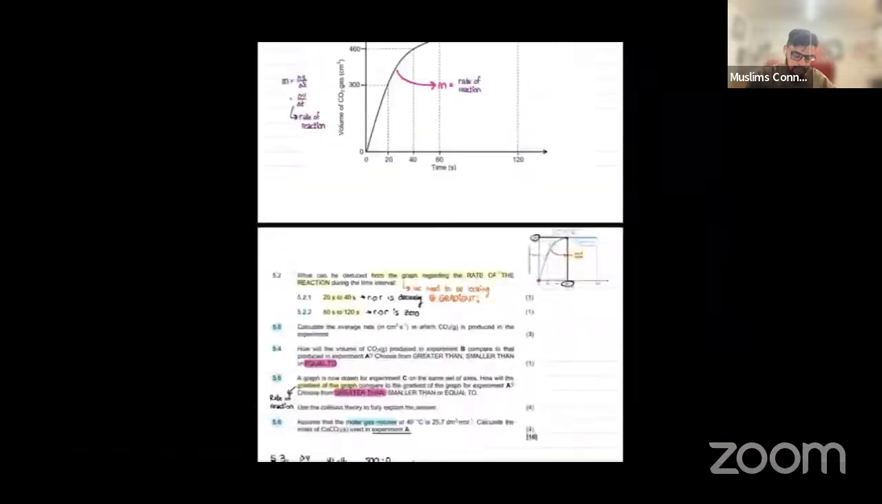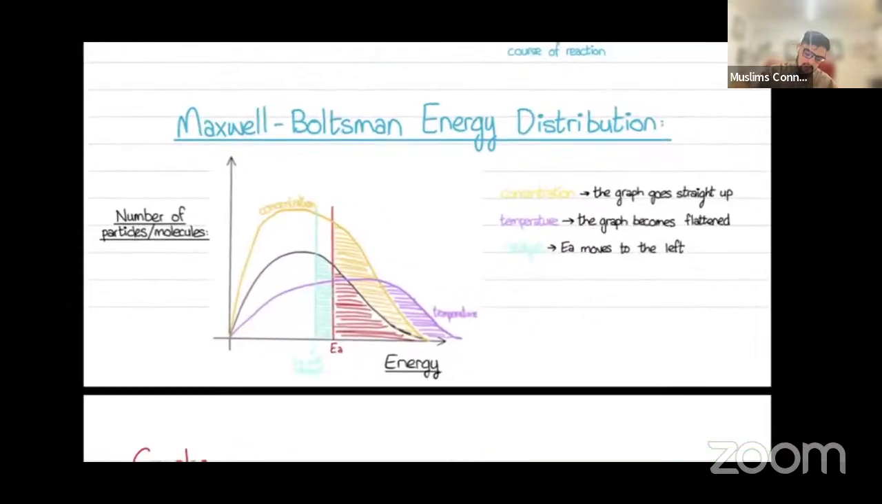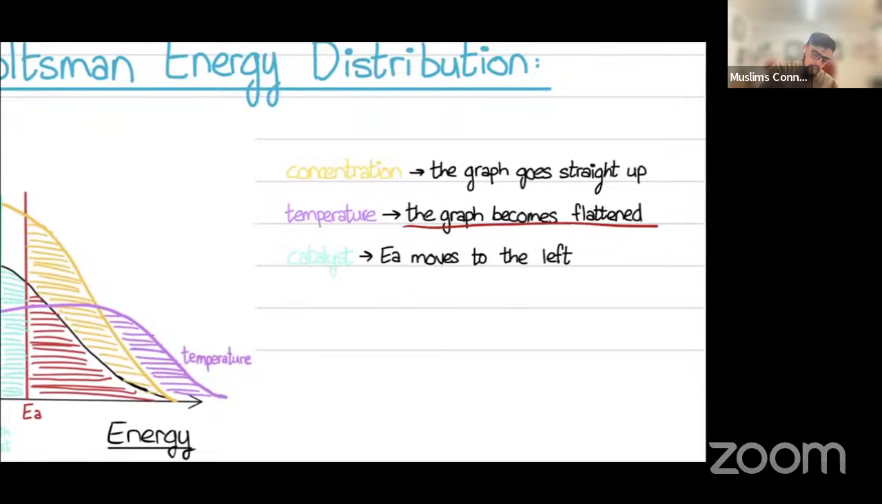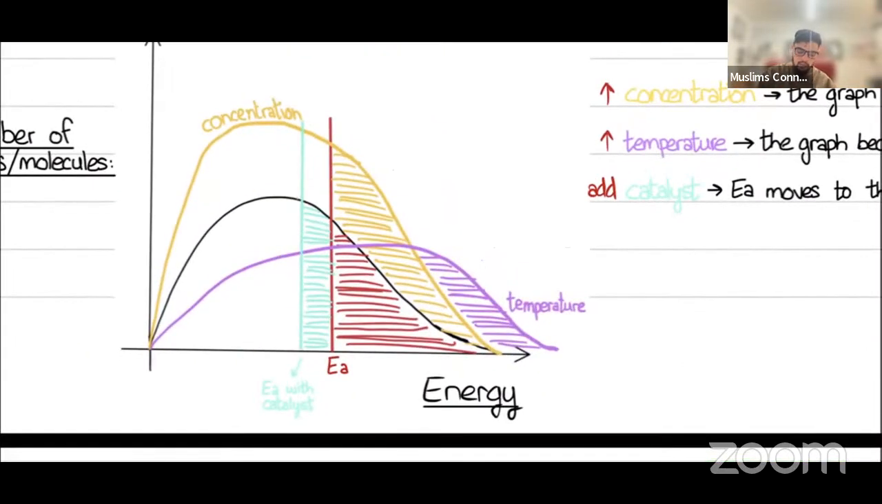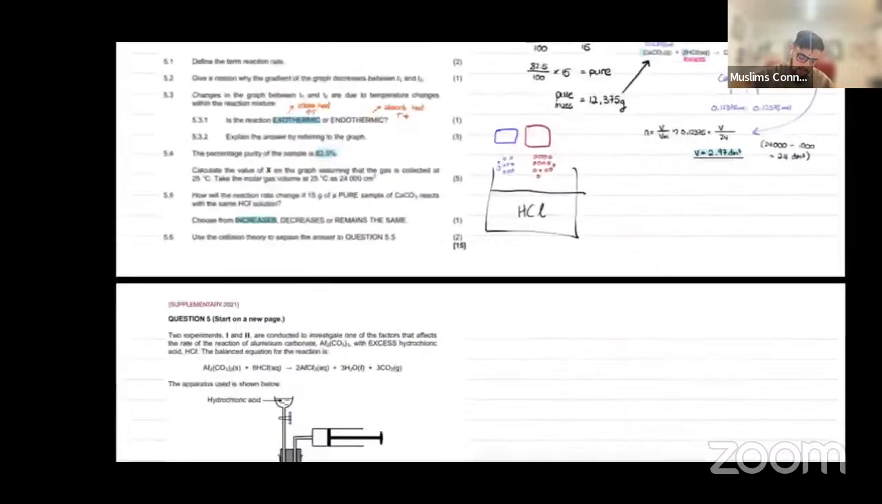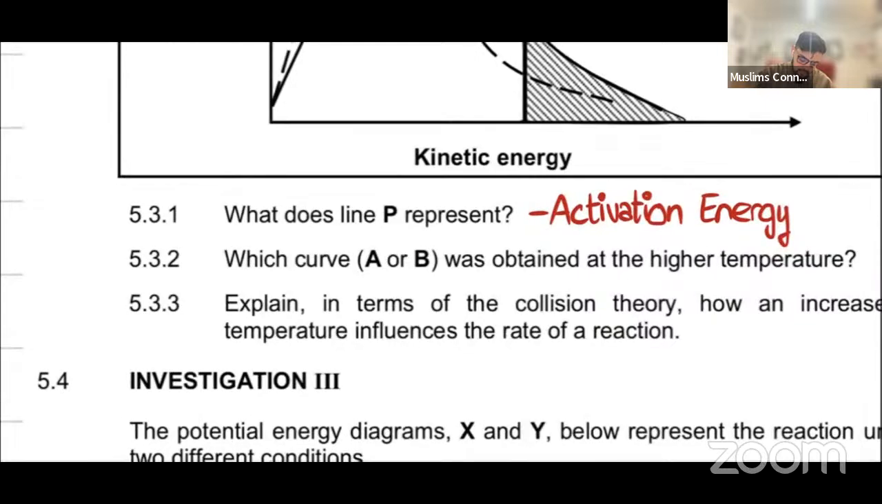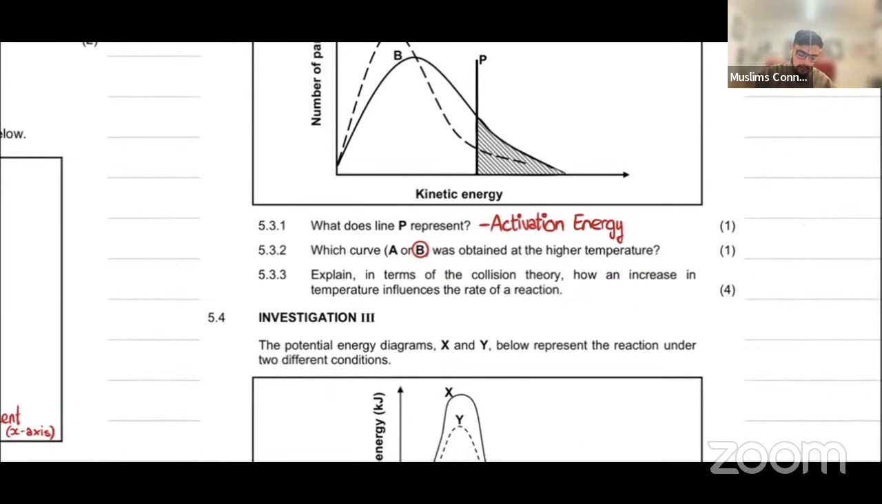Let's just have a quick look back at our graphs and decide. When we increase the temperature, the graph becomes more flattened. And we see the example here. Remember, all of these are increase temperature, increase concentration. We can see that the original one is this red one, right? Then when we increase, it flattens out and goes further. So you are correct indeed. It is B. Okay, B was obtained at a higher temperature.